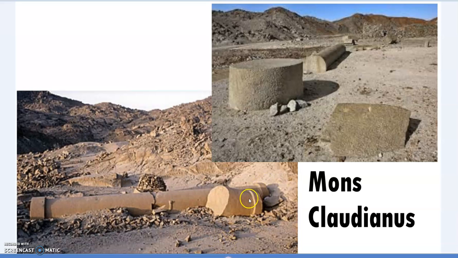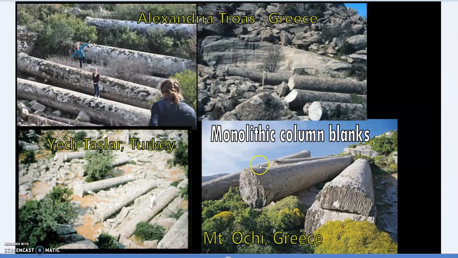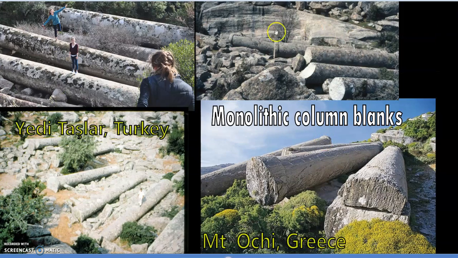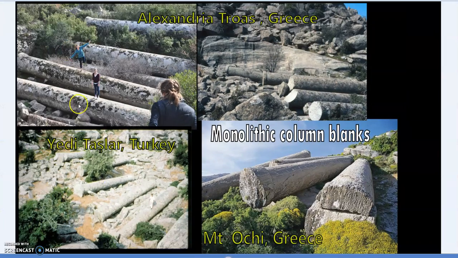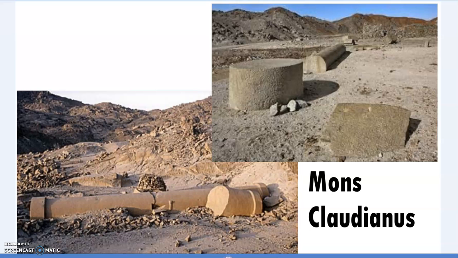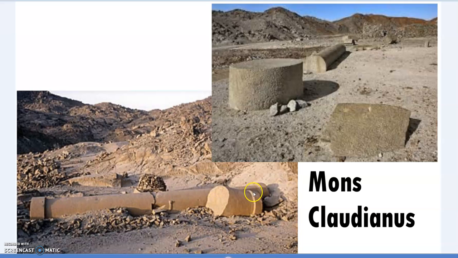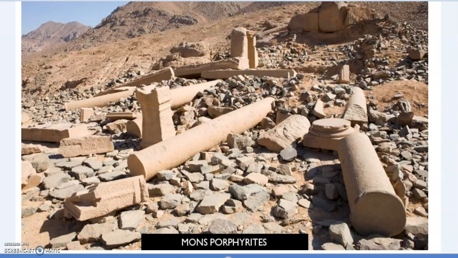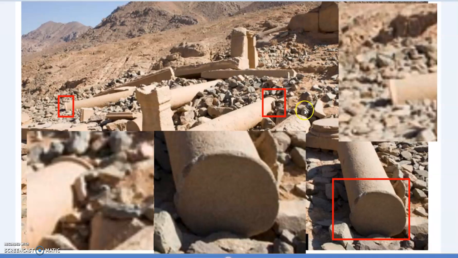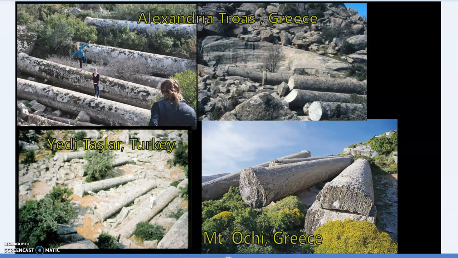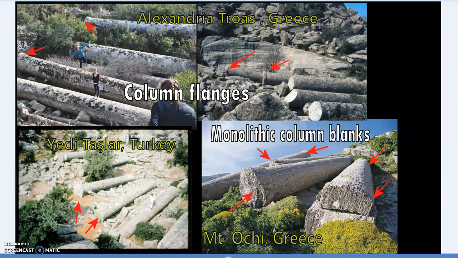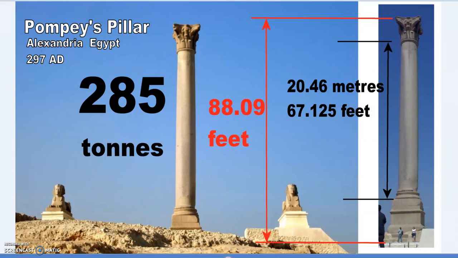But we come back to Mons Claudianus, and again we see these flanges. Notice the flange: flanges here, flanges there, flanges everywhere. And this is a signature. And we come back to Mons Porphyrites as well, and Mons Claudianus, and there are other smaller ones. I'm just going to focus on the large column, and even this broken column, which was probably recycled, has the flange as a standard signature. Mons Porphyrites, where you get the Imperial Purple, and again we see the flanges on the end of the columns. So monolithic column blanks with flanges on the edge of the column, as we see at Mons Claudianus.